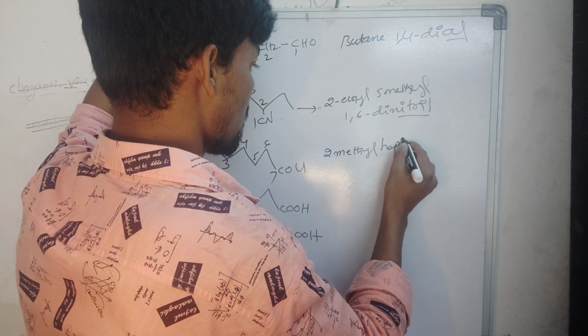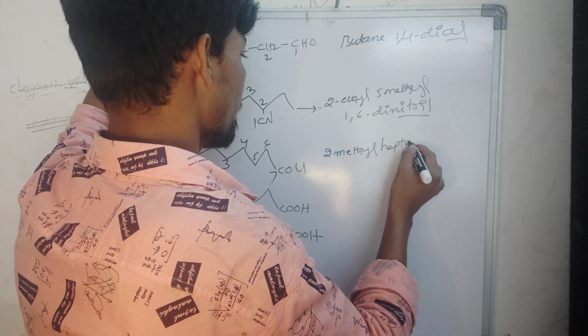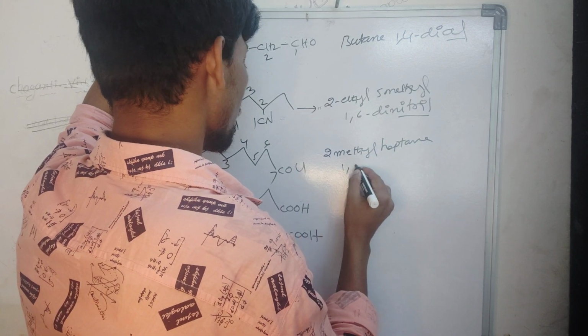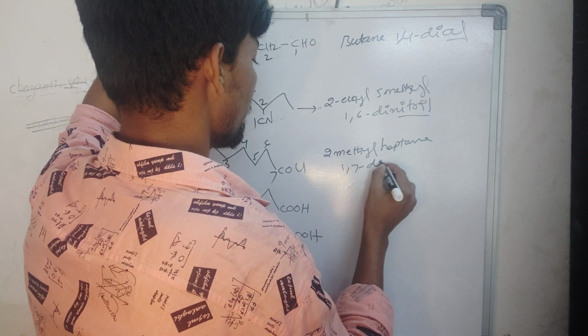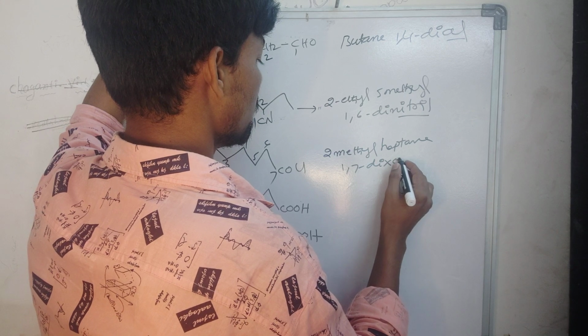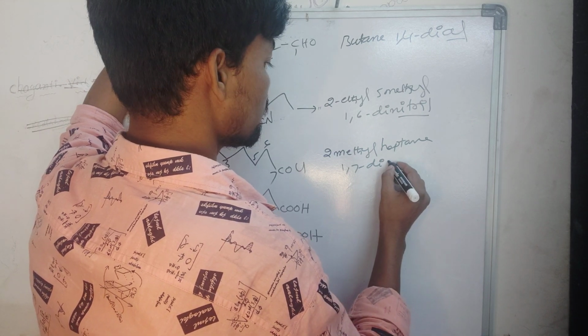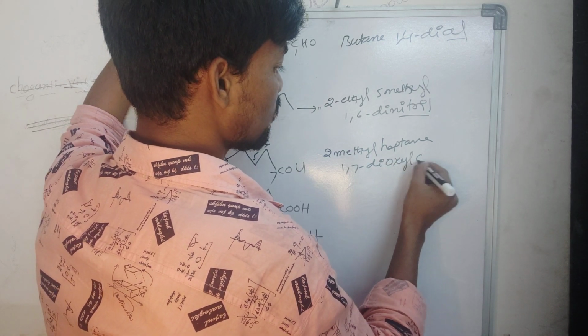F2, F10, 1 comma 7 dioxyl chloride, oxyl chloride.